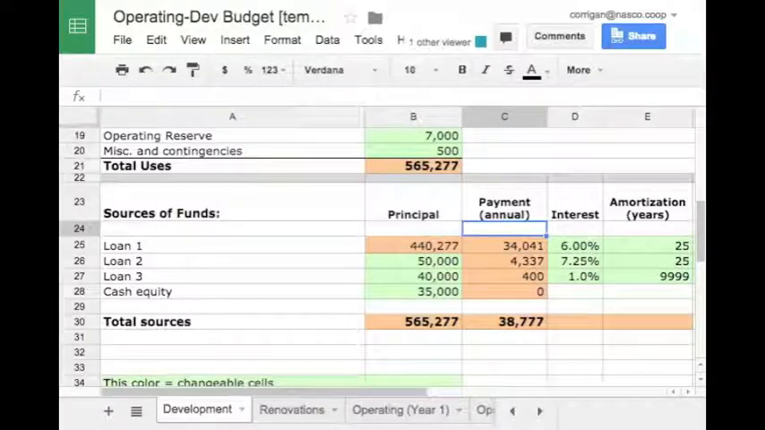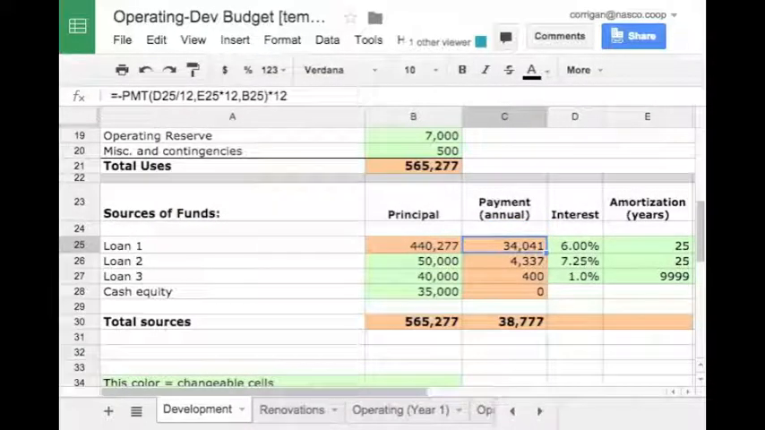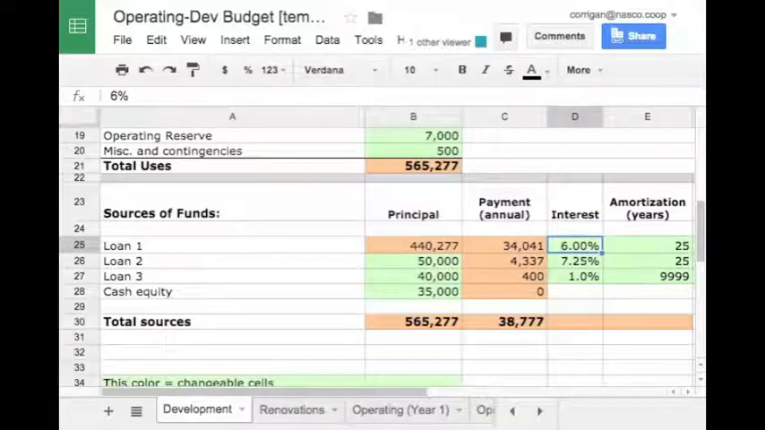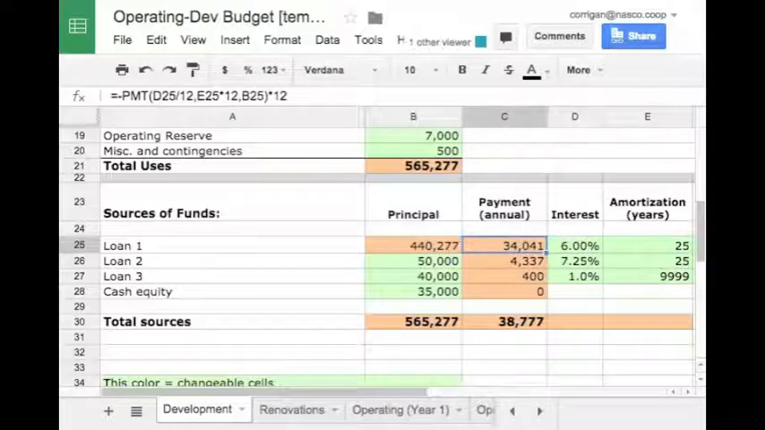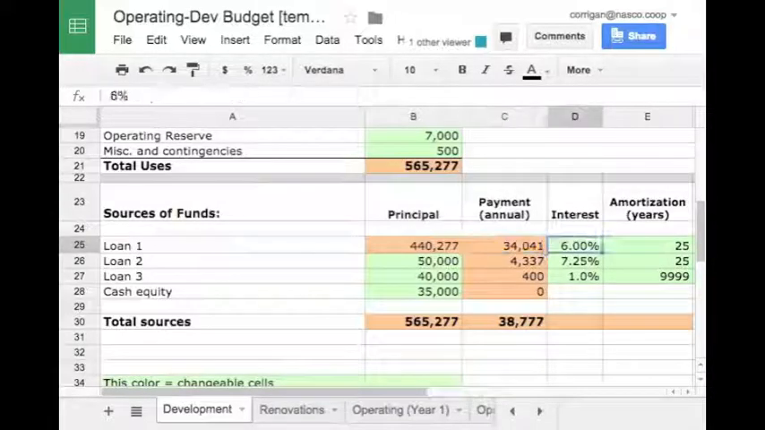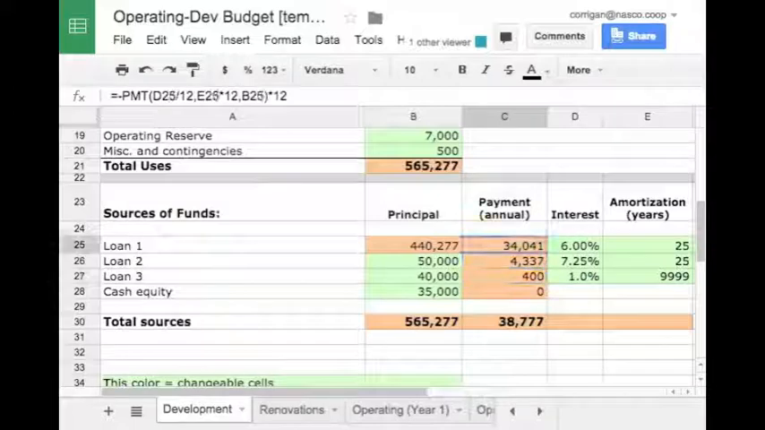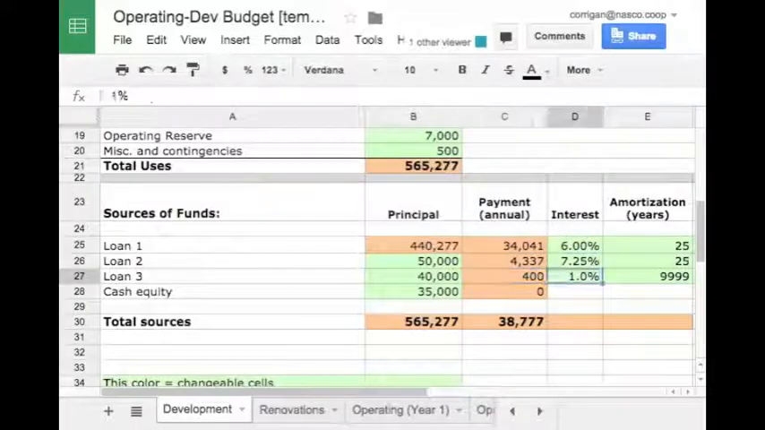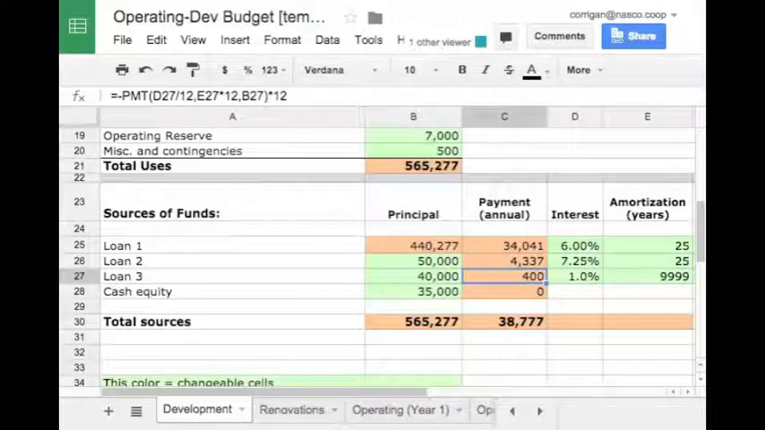In this column, the payments, it calculates this based on the interest rate and the amortization, the number of years that it would be scheduled to pay off the loan in full. What would be the annual debt payments? What would be the annual mortgage payments on that? And so that's why you'll want to have different lines for the loans with different interest rates or different terms, and add up how much that all will cost.